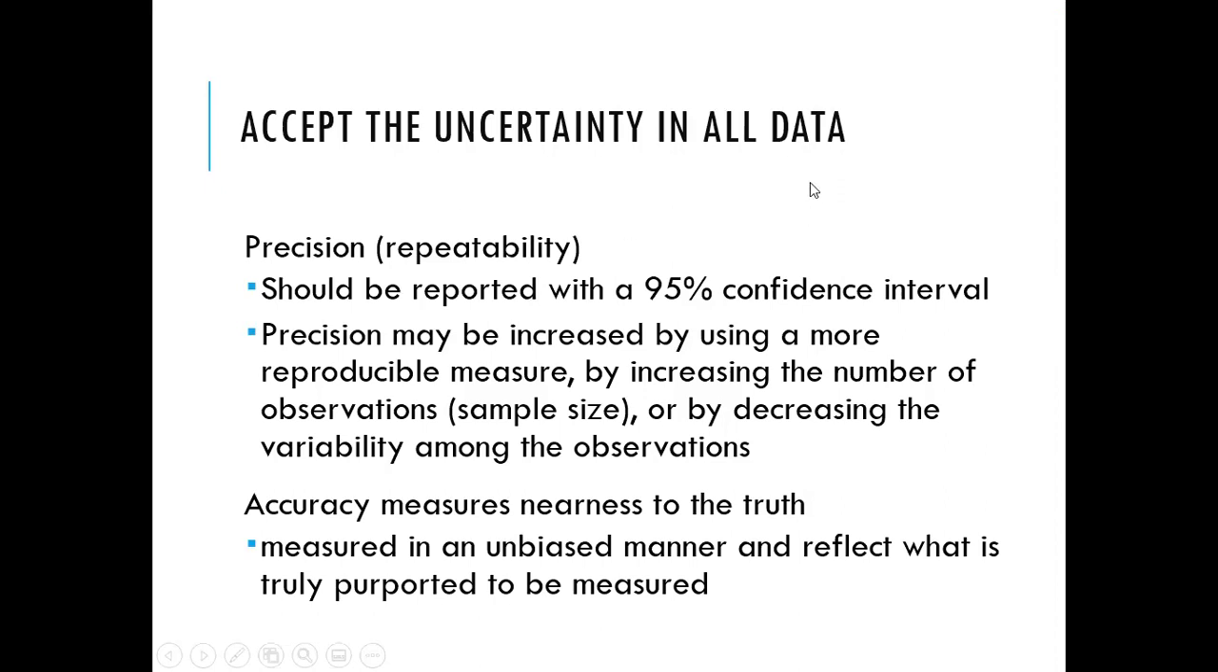Then there are certain uncertainties in all data, and we need to take care about the precision. Precision is when this particular data is repeatedly done, whatever is reported should be within the 95% confidence interval, and this precision may be increased by using a more reproducible measure. By increasing the number of observations, we can increase the sample size to increase the precision, or we could decrease the variability among the observations.